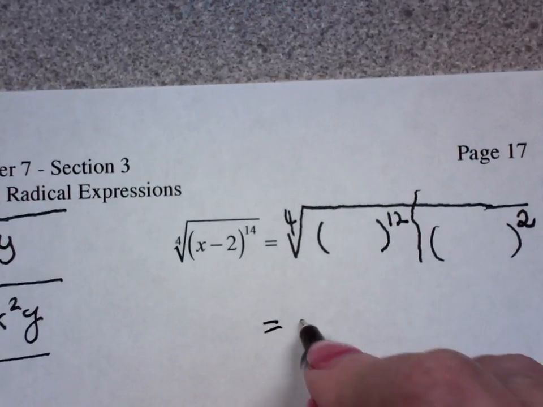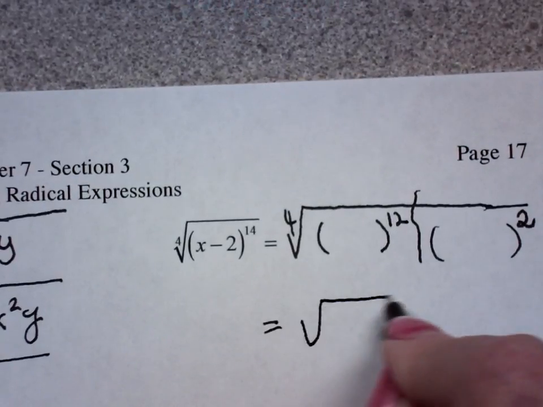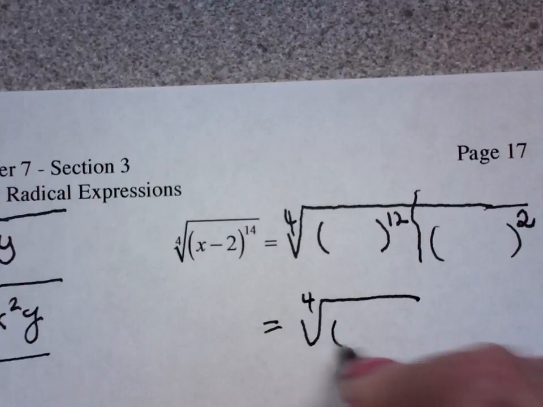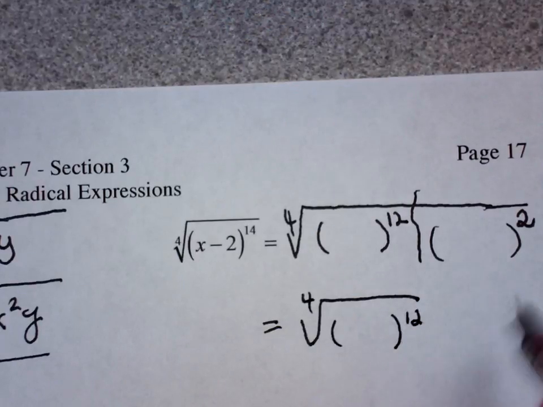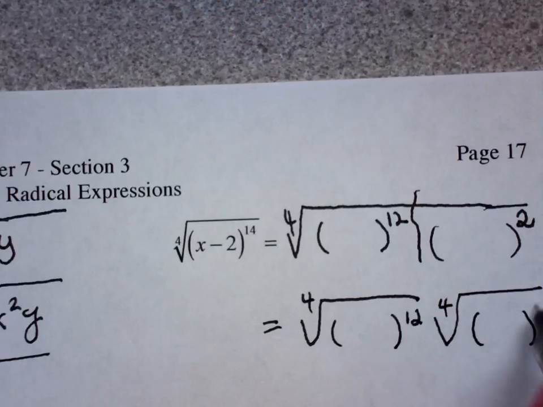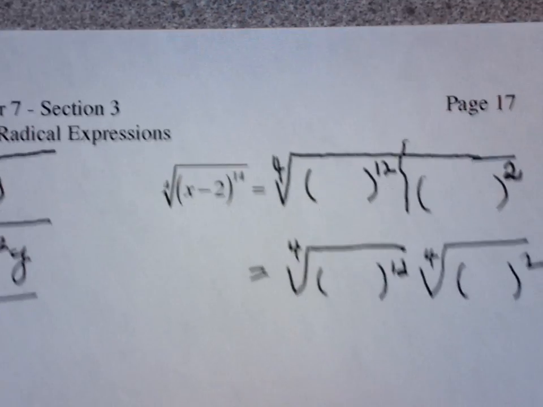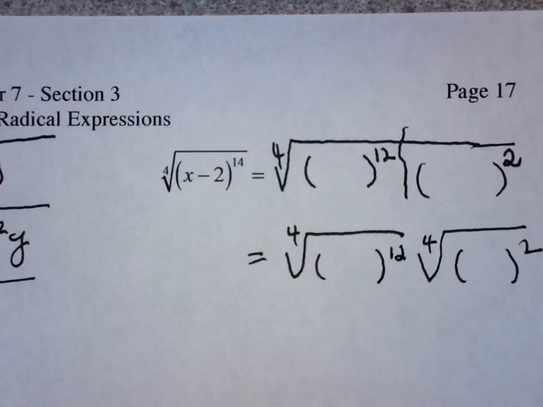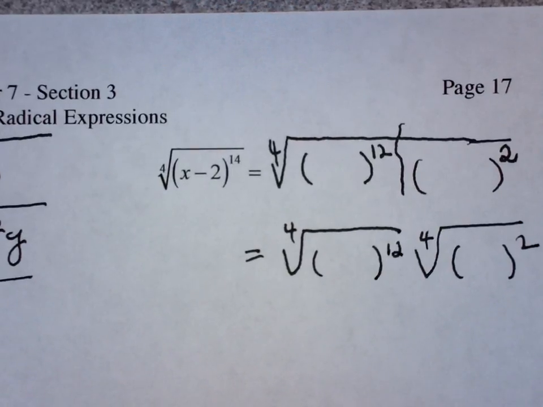So then this becomes the fourth root of parentheses to the 12, the fourth root of parentheses squared, and I didn't check to see what your book does on this. I want to take it at face value.